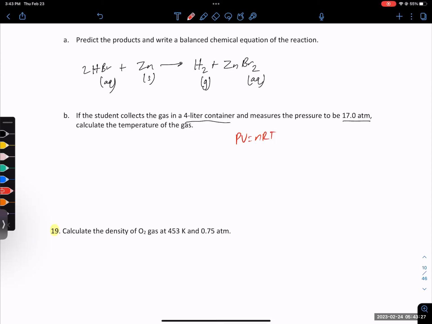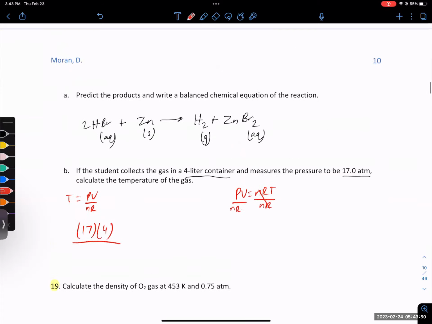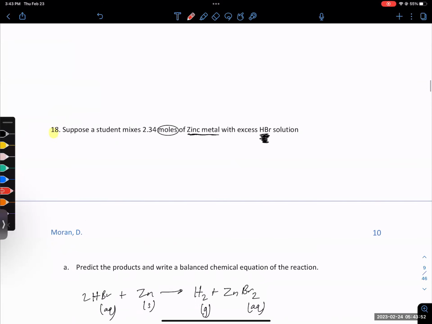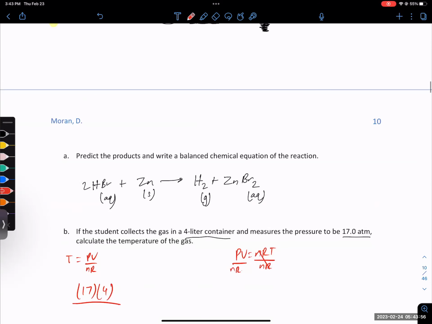So let's do the variable thing because people apparently like that. We'll divide both sides by n and R to get T by itself. So these go away. Temperature equals pressure times volume over n times R. Pressure is going to be 17 atmospheres times the volume, which is 4 liters, over our moles. But wait, we have moles of zinc metal. So how do we get to moles of hydrogen gas?